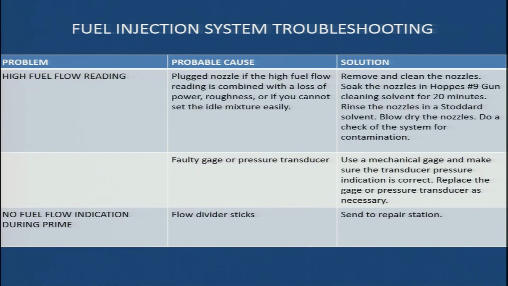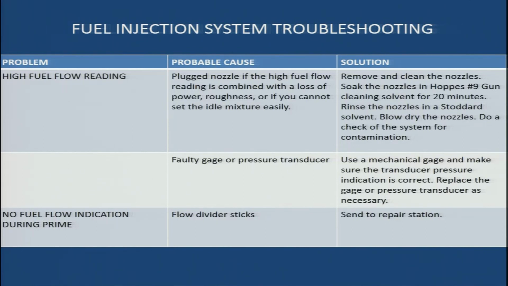If the gauge or the pressure transducer is faulty, we need to replace them. In the case of a pressure transducer, it is better to use a mechanical gauge first and ensure whether your transducer is operating satisfactorily or not. If not, then we need to replace the transducer, or if the gauge is faulty, in that case the gauge has to be replaced.